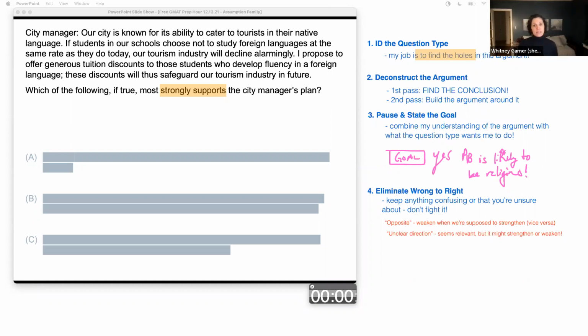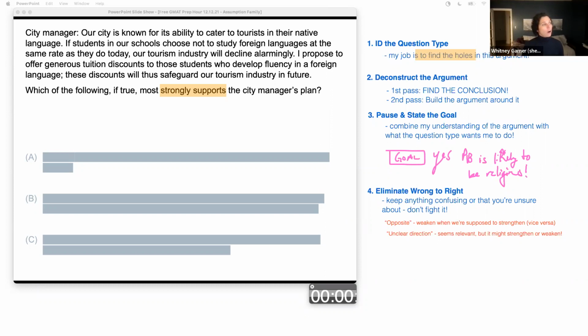Okay, those are the two facts. The other two things: if students stop studying language as much as they used to, we're in trouble, and my discounts are going to save us. I often like to think about the timeline here. "My discounts are about to save us" is the conclusion, right? This is our "it's all going to be terrible, but I can fix it. Here's how." And so this is how I plan to fix it.